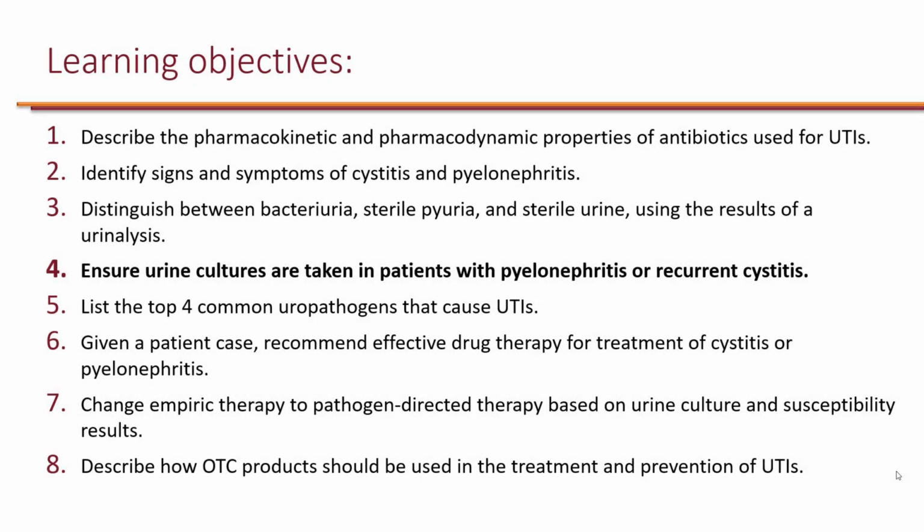We looked at signs and symptoms of cystitis and pyelonephritis. We distinguished between bacteriuria, sterile pyuria, and sterile urine using the results of a UA. Now the next learning objective is to ensure urine cultures are taken in patients with pyelonephritis or recurrent cystitis.